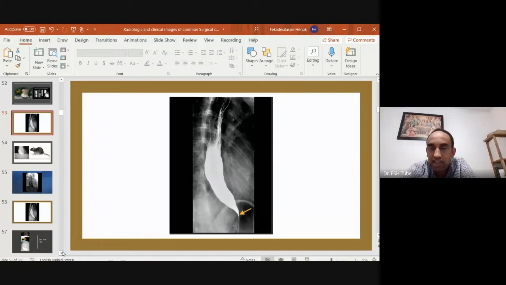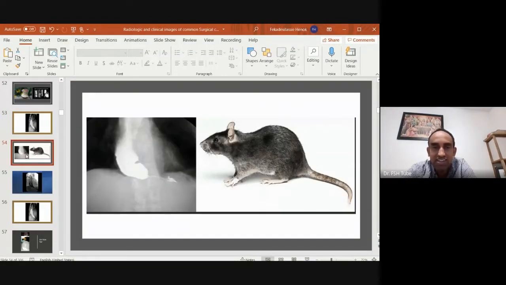Okay, excellent. And describe the X-ray appearance. Rat tail, yeah, it could be rat tail or bird beak, excellent. You saw the rat, I think. Do you see the rat? Rat tail appearance. So this is dilated. So this is a dilated part of the esophagus.